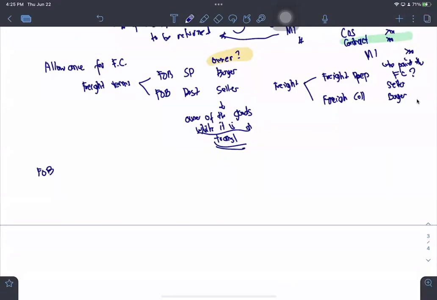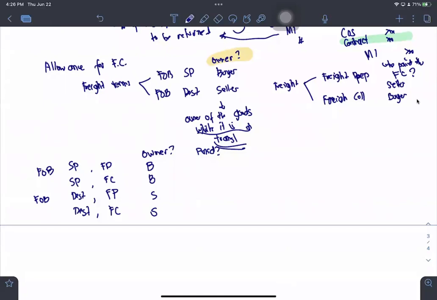So FOB shipping point is combined with freight prepaid. It is also combined with freight collect. We also have FOB destination combined with freight prepaid and combined with freight collect. So first, who is the owner of the goods? Whenever we talk shipping point, it is the buyer. For destination, who is the owner? It is the seller. Now, who actually paid it? For freight prepaid, who actually paid it? It is the seller.